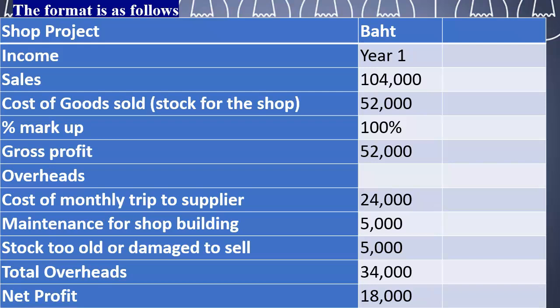So then to get the net profit of 18,000, we do the gross profit, 52,000, minus the total overheads, 34,000. And the answer is 18,000. So that is the format of the statement of income and expenses. First the income, then the expenses, then the overheads, and finally you calculate the net profit.